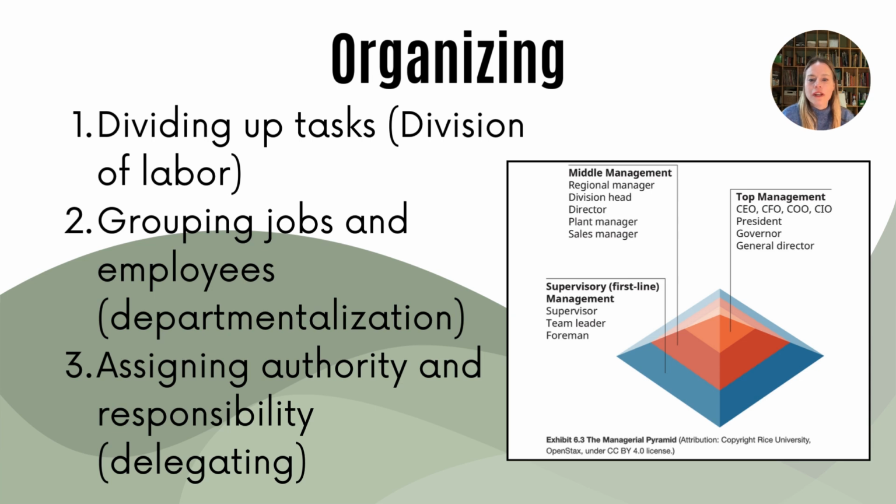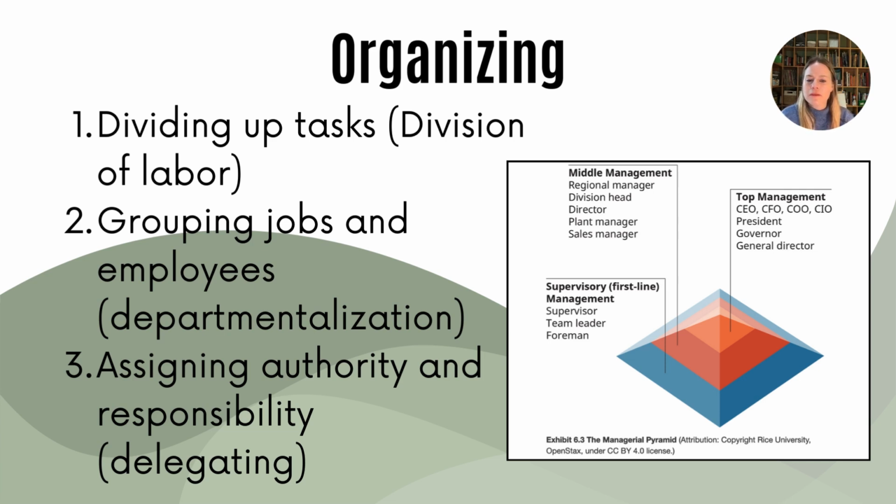A manager then groups jobs and employees in a process called departmentalization. This helps improve productivity and ensures that employees are using their talents in areas that are suited for their capabilities. Next, the manager delegates authority to those employees and assigns them responsibilities to help them stay focused on their specific tasks. It's also important to note the tiered image on this slide shows the 3 levels of management.